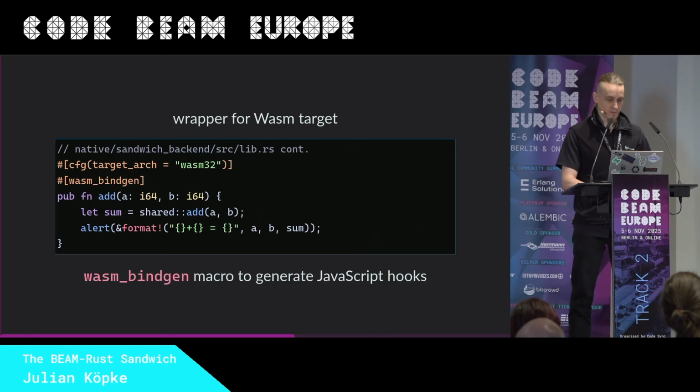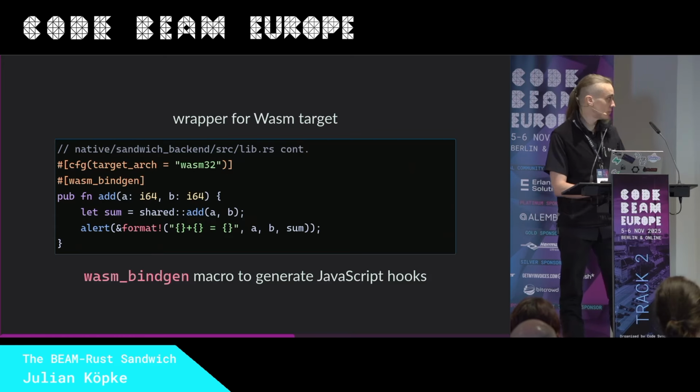Then next step, we would use this function. So we implement the add function for WebAssembly. Again, we call our shared add function, store the sum in a variable, and then we call the alert function with a nice format call here, so we have a bit more meat, that we actually know what's going on. And with this wasm-bindgen hook, this will generate the hook we can import from JavaScript then.